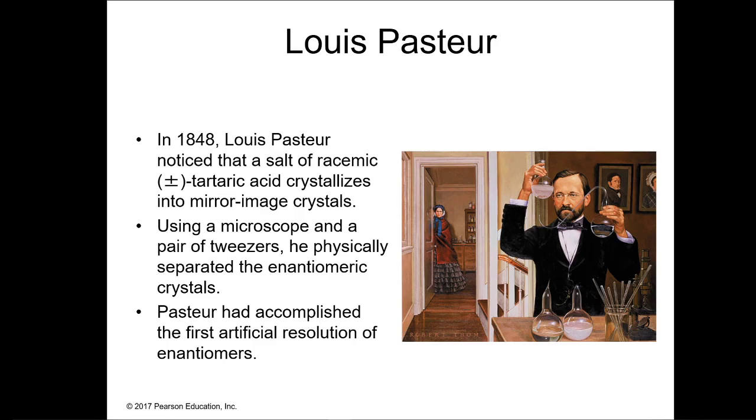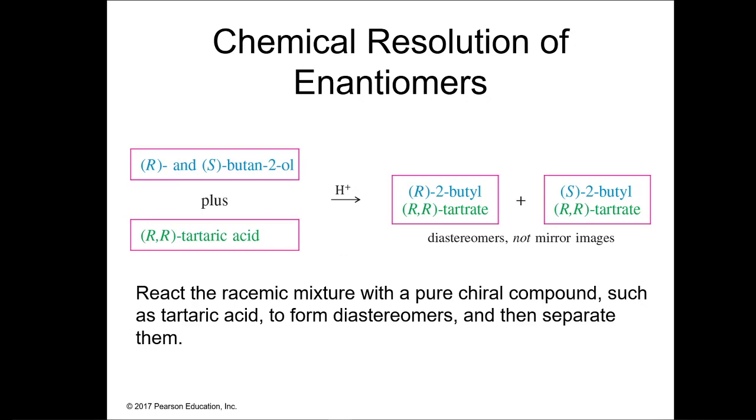Anyways, he noticed that if you looked at tartaric acid crystals, which is in wine, so you might see these on corks, the crystals that formed were mirror images. So he was actually able to physically separate the crystals, because the crystals themselves actually had chirality. So he was able to resolve those enantiomers. So there's two real ways to do it.